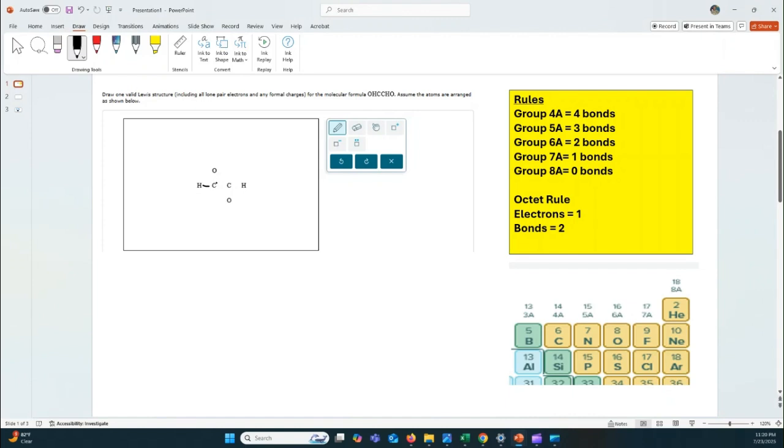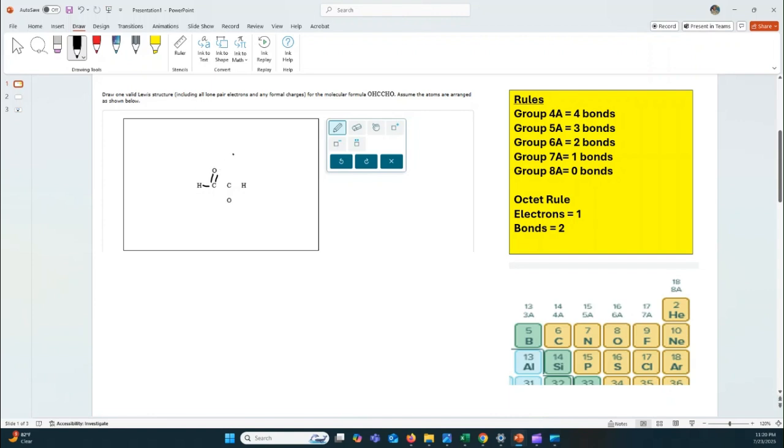And then from here, we're going to look at the carbon to the oxygen. We're going to remember that in this case, oxygen likes to form 2 bonds because it's in group 6A. So 8 minus 6 is 2. And we're going to double bond it right here to this carbon, which overall likes to form 4 bonds.